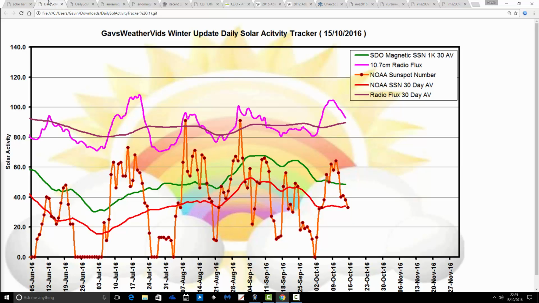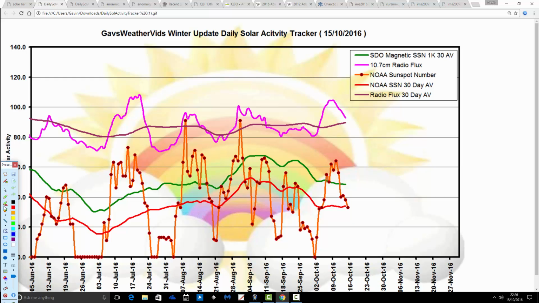Let's see how things have progressed over the past week. So this is the latest Gavs Weatherby's Winter Update Daily Solar Activity Tracker that's being sent through every week from our good friend James Ackland. I know James will be watching the update today, the 6th update. Big thanks to James, as always, for updating and sending through the Gavs Weatherby's daily solar tracker.